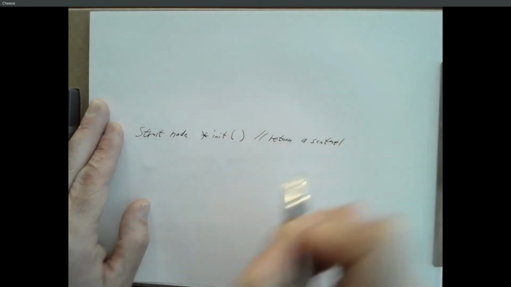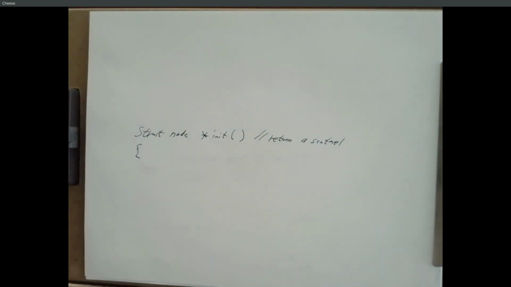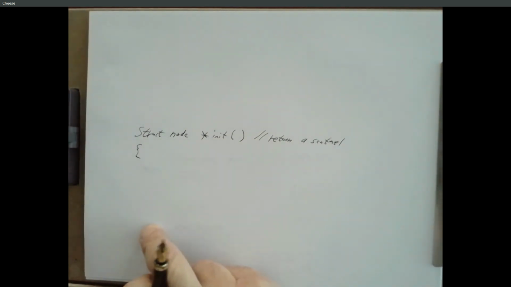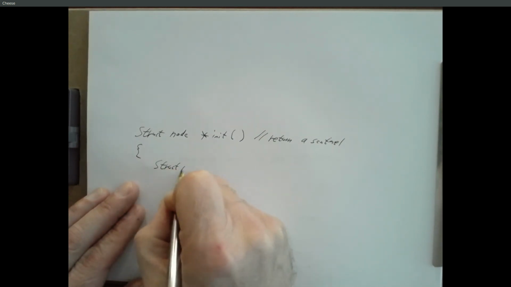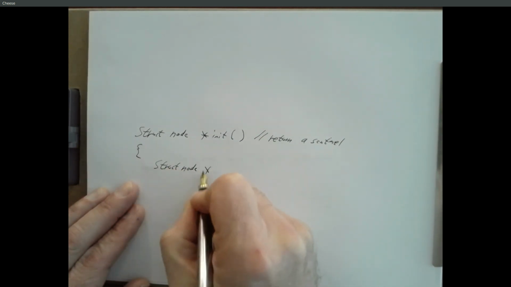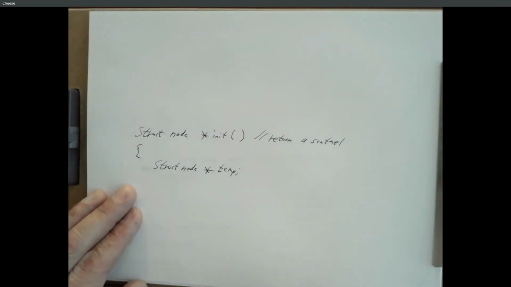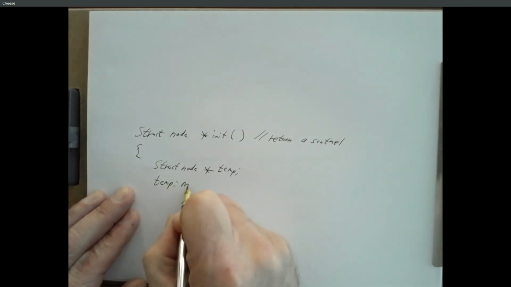This may be ODP 207, I don't know. If it is, you get it for free. So let's make an init function that returns a struct node pointer. So we have to define a struct node star in here. We have to allocate space for it.